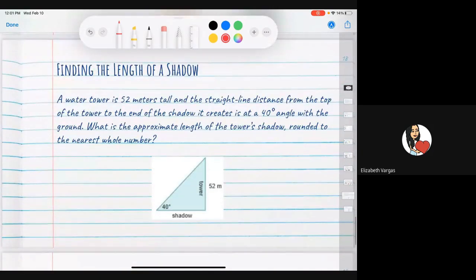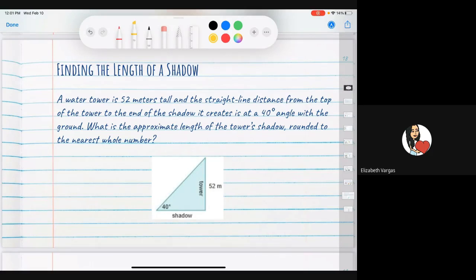Here's the last example we are going to look at. This says, a water tower is 52 meters tall, and the straight line distance from the top of the water tower to the end of the shadow is at a 40-degree angle with the ground. What is the approximate length of the tower shadow? Sorry, guys, the tower shadow rounded to the nearest whole number.